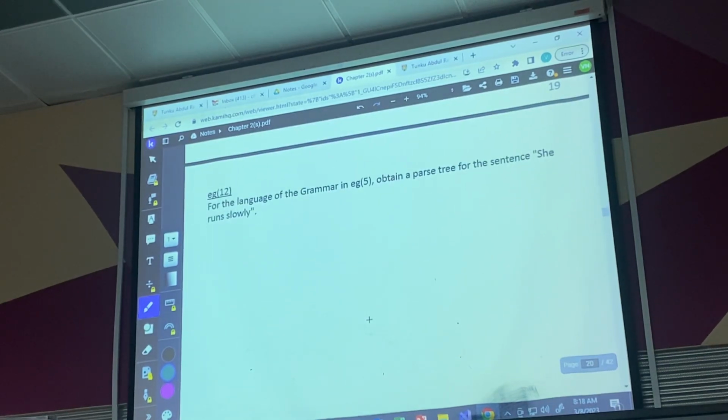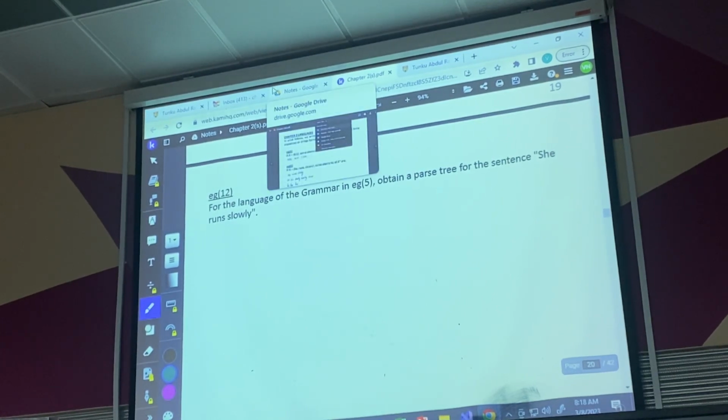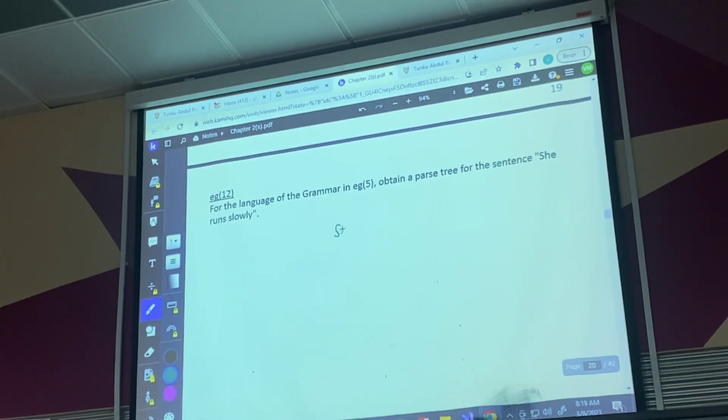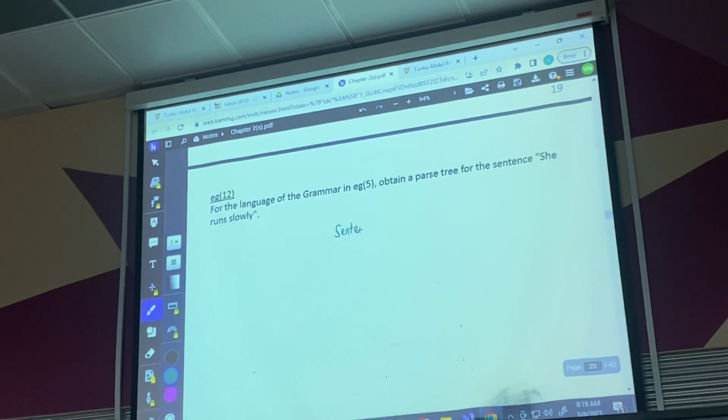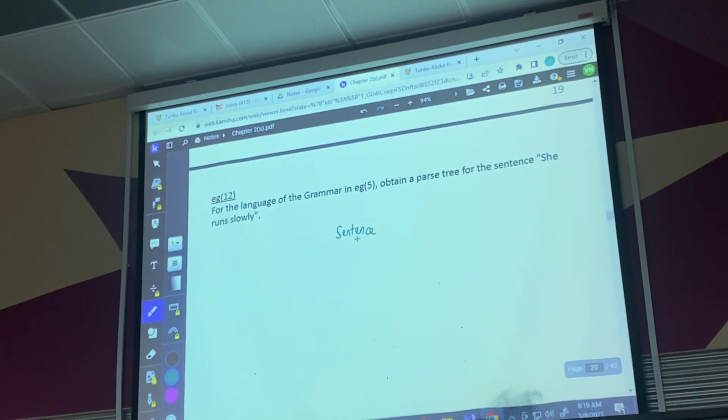So we use back the easy example first that we have in example 5. The sentence, she runs slowly. So we will start with the first word again from example 5. If you forgot, refer back. So the first word is a sentence.